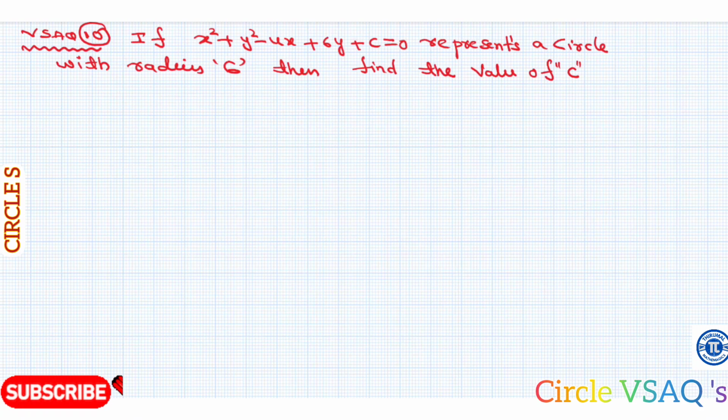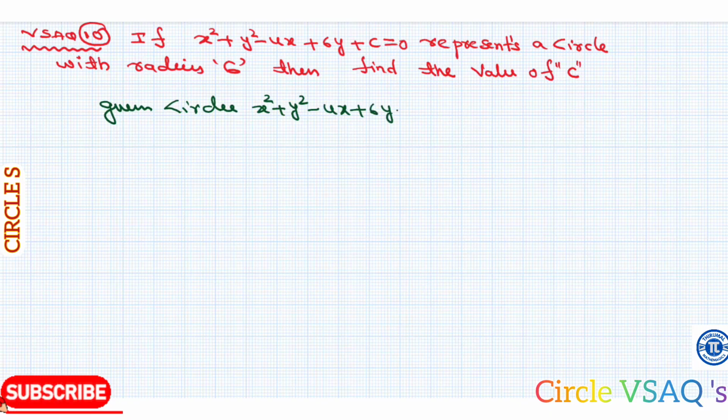10th question: if the circle x² + y² − 4x + 6y + c = 0 represents a circle with radius 6, then find the value of c. Here the given circle is x² + y² − 4x + 6y + c = 0.